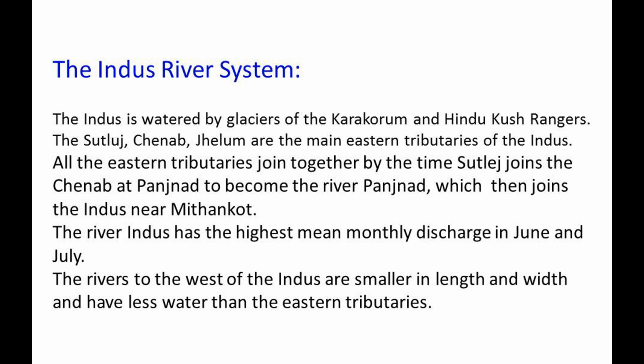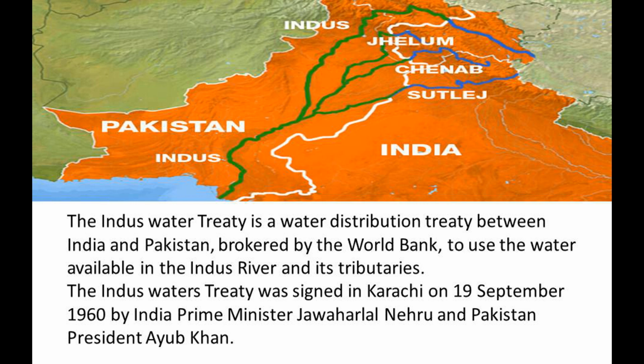All the eastern tributaries join together by the time Satluj joins the Chenab at Panjnad to become the river Panjnad, which then joins the Indus near Mithankot. The river Indus has the highest mean monthly discharge in June and July. The rivers to the west of the Indus are smaller in length and width and have less water than the eastern tributaries.